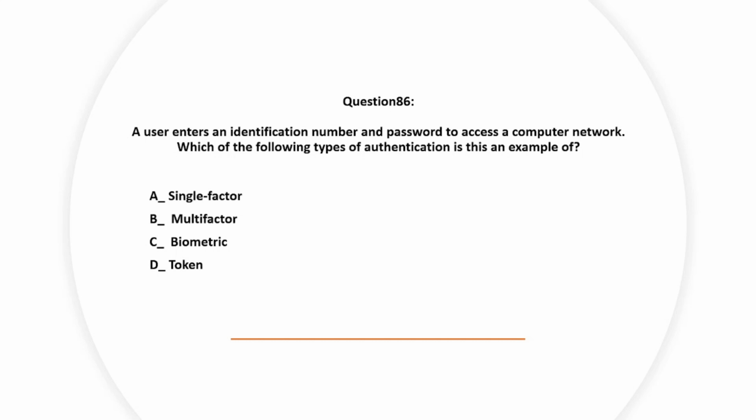If the user is entering an identification number and password, that means he or she is just entering the password to access a computer network. So it's not multi-factor authentication, I think. Biometrics we all know is the fingerprint, and the token is like an RSA token or some hard token. So the right answer might be answer A, single factor. Let's see the answer. Yeah, the answer is answer A, single factor. Let's move to the next question.